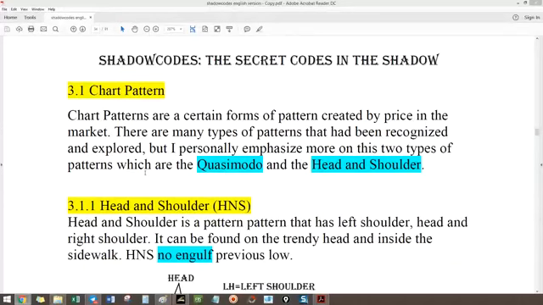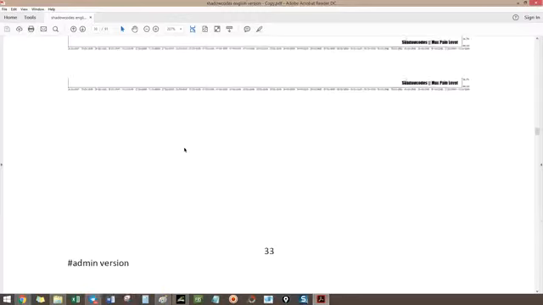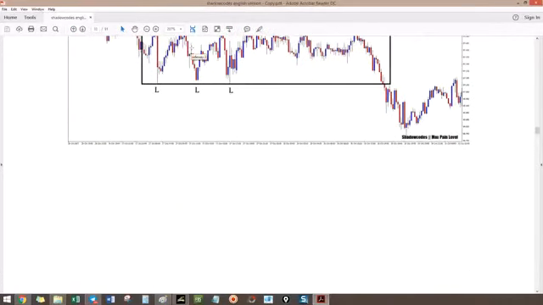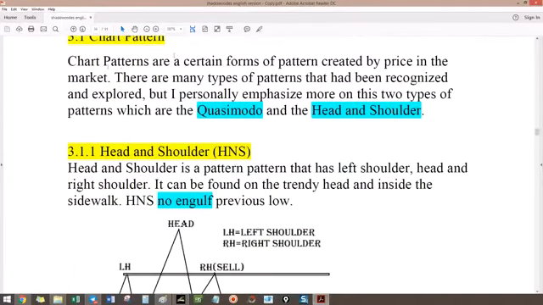All right. Okay, so today we'll be going through chart pattern. We already learned about the structure, the consolidation, accumulation, distribution, participation, and excessive market. So today we'll be learning the chart pattern. Chart patterns are a certain form or pattern created by price in the market. There are many types of pattern that have been recognized and explored, but I personally emphasize these two types of pattern, which are Quasimodo pattern and head and shoulder.